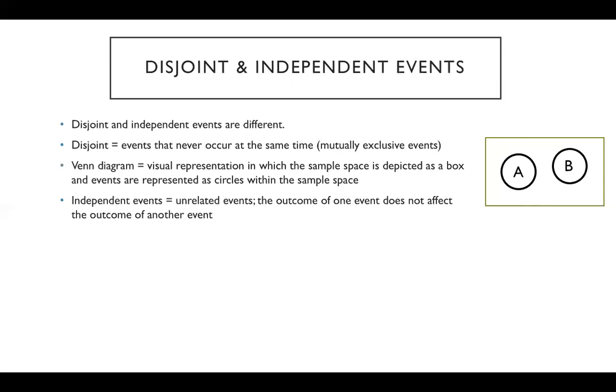So moving on to independent events, these are unrelated. The outcome of one event does not affect the outcome of another event. For example, if we went over the t-shirt example, the number of t-shirts that men own does not affect the number of t-shirts that women own in a certain company.